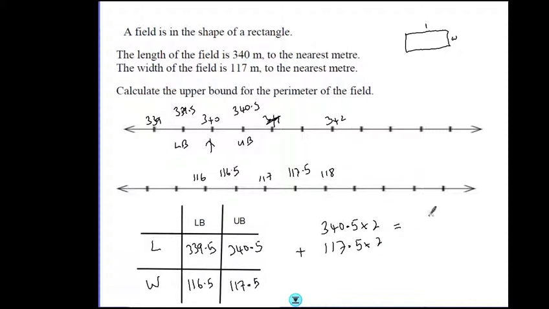So if I work those out, we get 681 and we get 235, and if I add those together I get 916 metres. So the upper bound for the perimeter is 916.